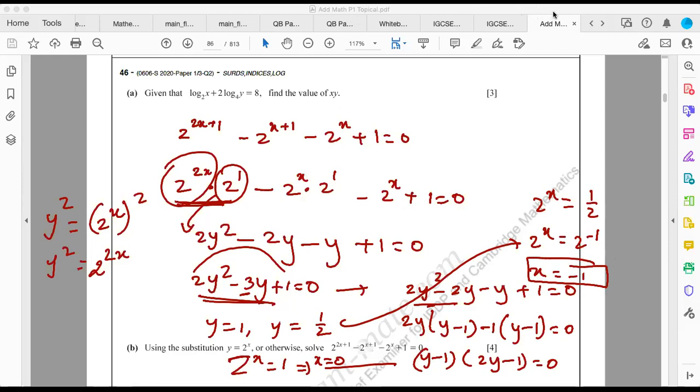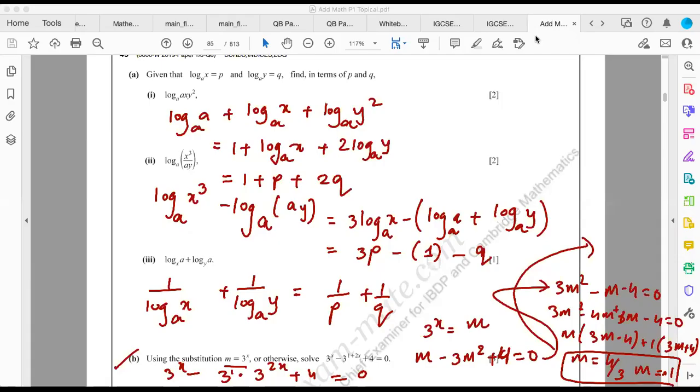So this is more of the exponential question. The first question is basically you have been given log x to the base a is p and log y to the base a is q. You have to write this down in terms of p and q.